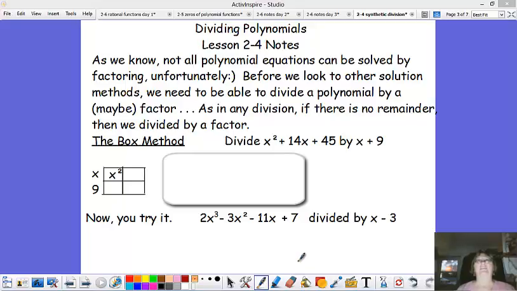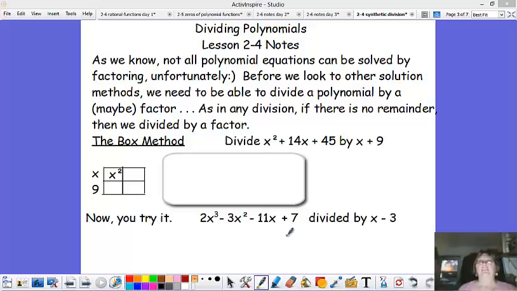Hi. For our fourth lesson in this chapter on polynomials, we need to talk a little bit about dividing one polynomial by a binomial or one polynomial by another. Because unfortunately, not all polynomials can be factored. So we need to be able to tell if a number is a factor or if a quantity is a factor of a polynomial. So we're going to be dividing today.